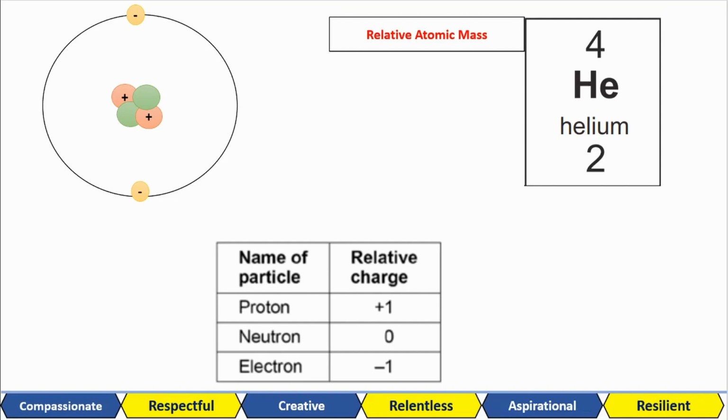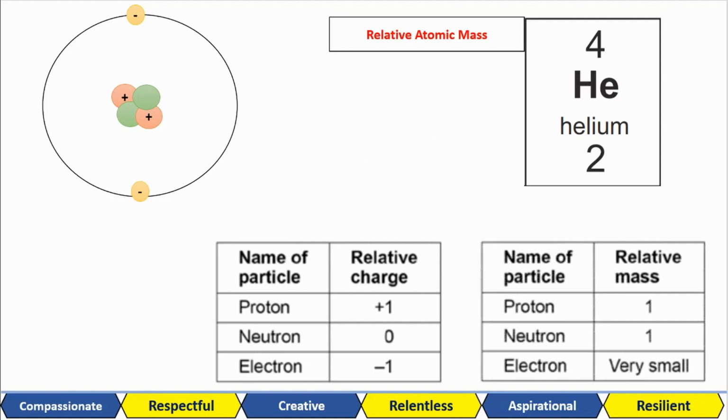Protons have a relative mass of 1 and neutrons have a relative mass of 1 as well. This table summarizes all of that, so that's why helium has a relative atomic mass of 4, because it has 4 particles in the nucleus, 2 protons, 2 neutrons.